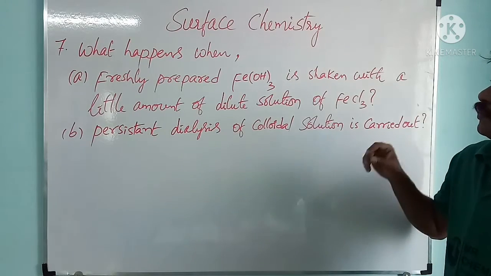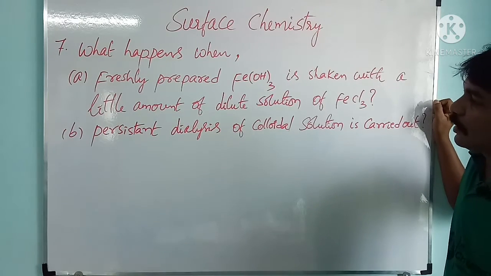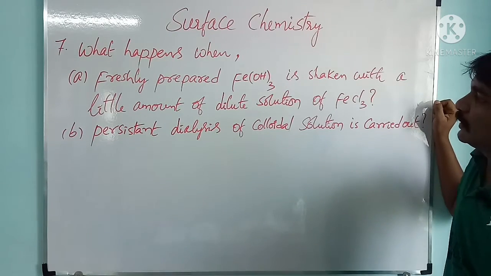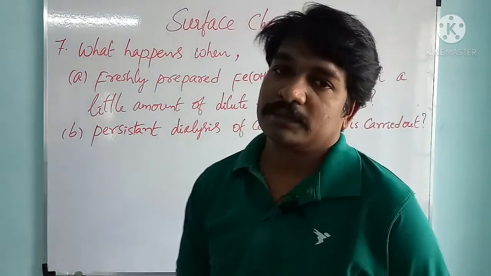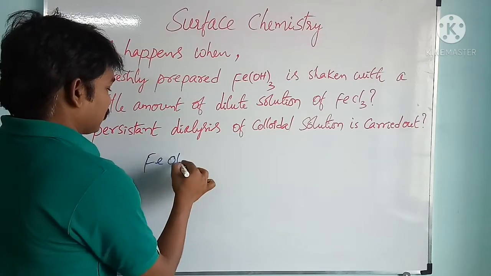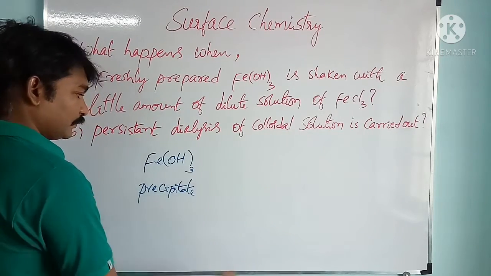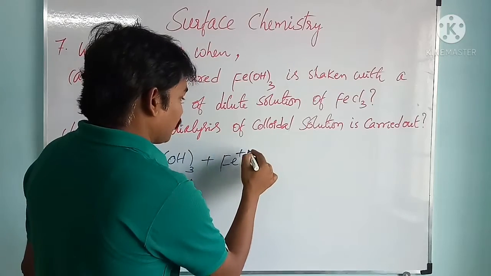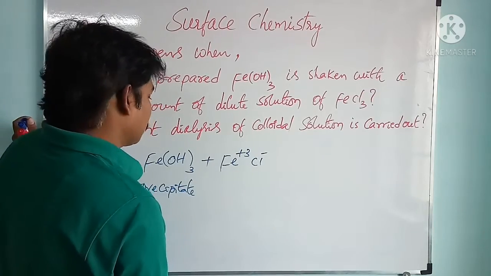The seventh one is: what happens when freshly prepared ferric hydroxide is shaken with a little amount of dilute solution of ferric chloride? They are asking what happens. See here, freshly prepared Fe(OH)3, ferric hydroxide, is a precipitate. When it is shaken with a little amount of dilute solution of ferric chloride, what are the ions present in ferric chloride? Fe+3 and Cl-.